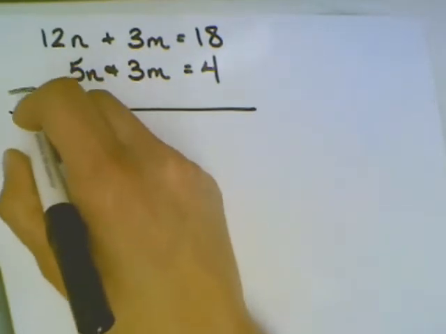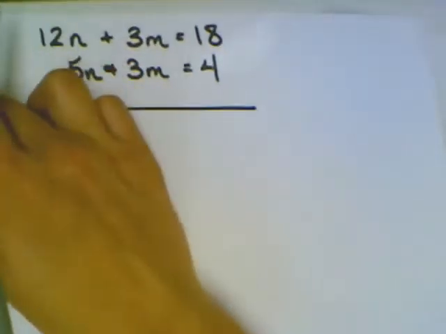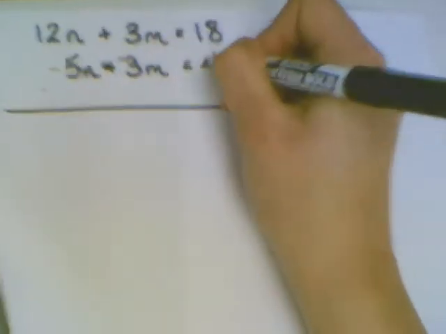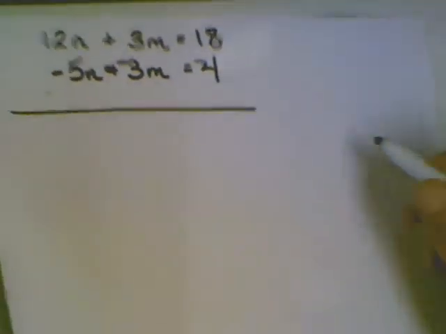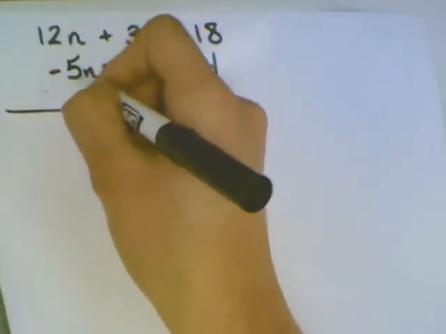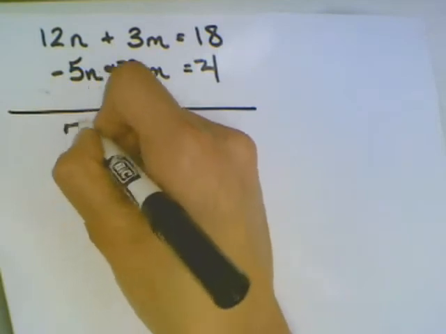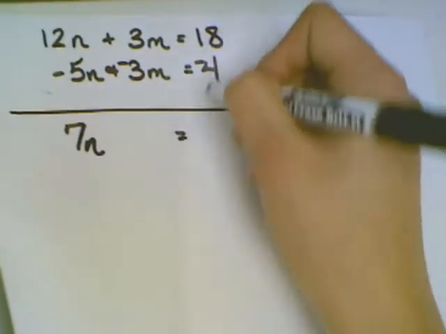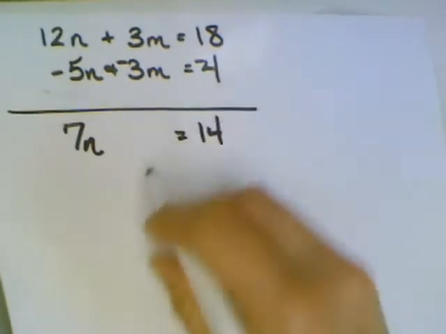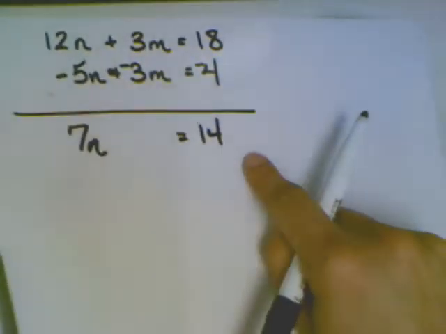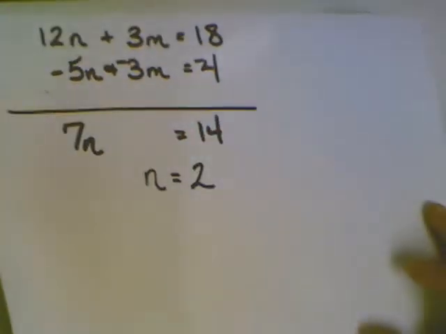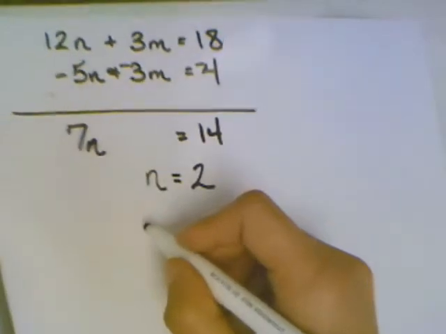fall away. The easiest way that we can go about subtracting the equations is really by multiplying the second equation by -1. Think about that as distributing the negative through the entire equation. Now what I have, 12n plus -5n is 7n, 3m minus 3m is 0, and 18 minus 4 is 14. My resulting equation now only has one variable in it. Divide by 7 and that should be 2.